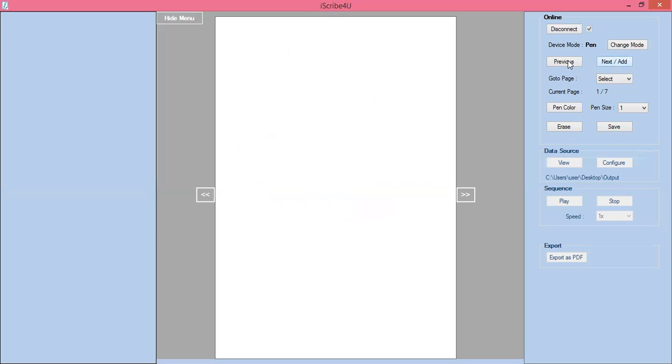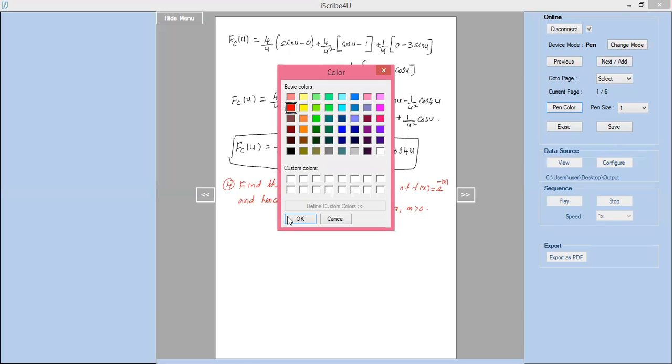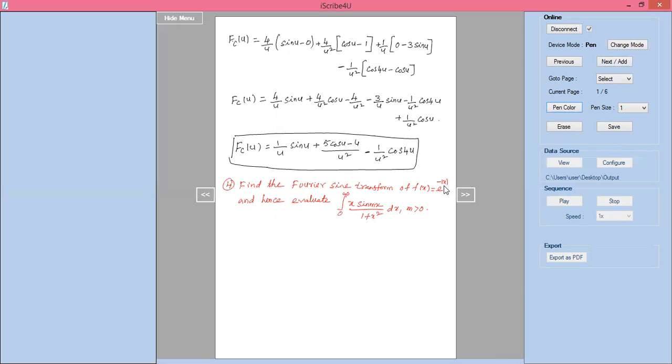Next, see here, what they have given and what we have to find: find the Fourier sine transform of e power minus of modulus of x. How do you handle e power minus of modulus of x? It is a sine transform, so you apply 0 to infinity, and modulus of x will become plus x, so you will get e power minus x. Afterwards, you will have to apply the inverse sine transform. That's all in this.